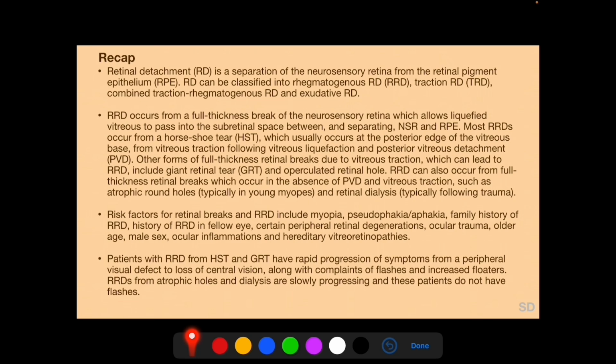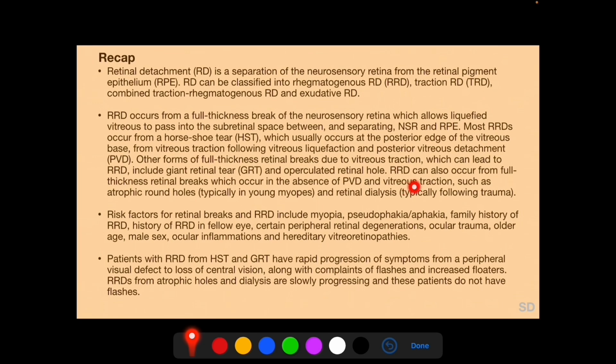Most RRDs occur from a horseshoe tear, which usually occurs at the posterior edge of the vitreous base due to vitreous traction following vitreous liquefaction and posterior vitreous detachment. Other forms of full thickness retinal breaks due to vitreous traction which can lead to RRD include giant retinal tear and operculated retinal hole.